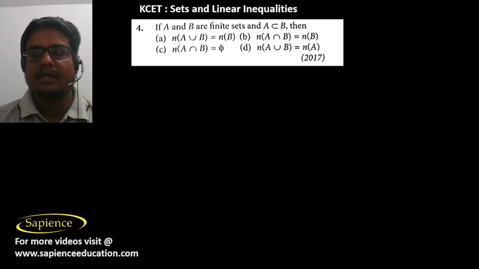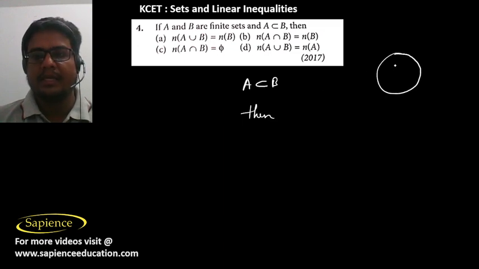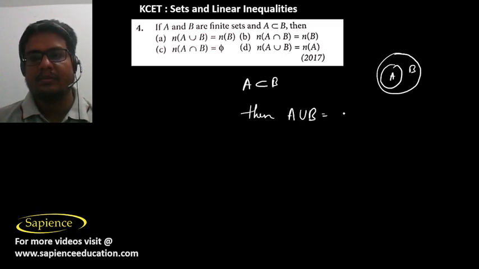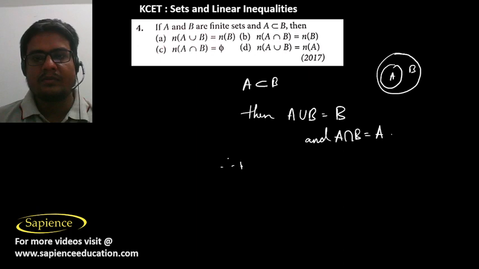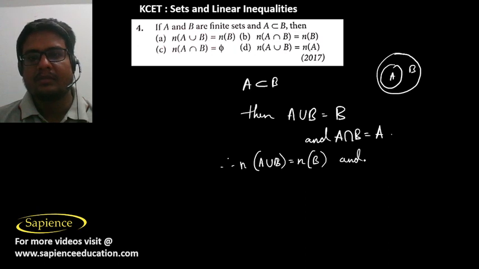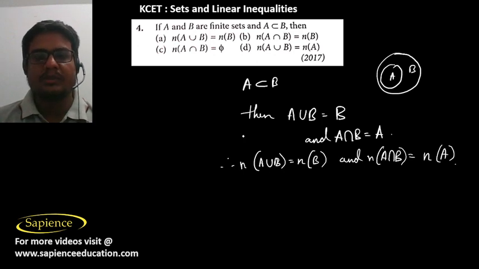Here it is told that if A and B are finite sets and A is a subset of B, then A is a subset of B means A is inside the set B. A is a part of the set B. So it means that A union B is equal to B, and A intersection B is equal to A. Therefore the number of elements in the set A union B is equal to the number of elements in B, and the number of elements in A intersection B is equal to the number of elements in set A. So option A is the correct answer.